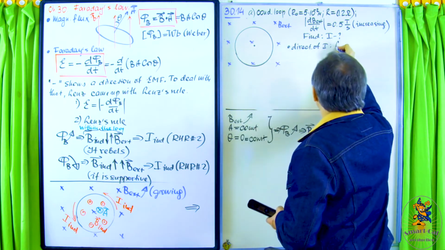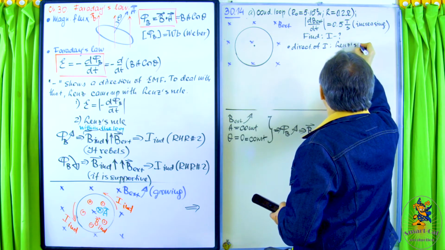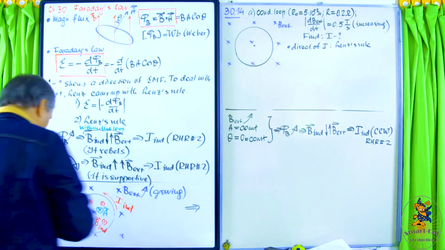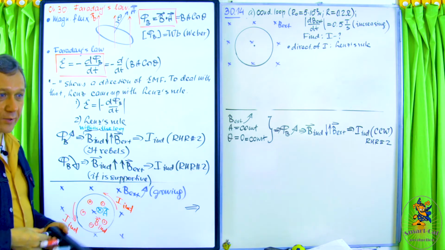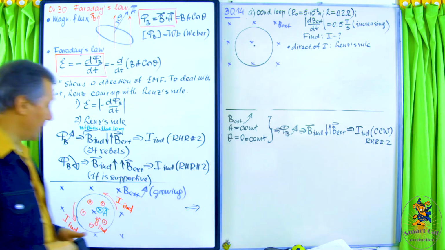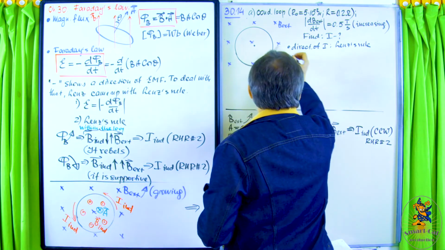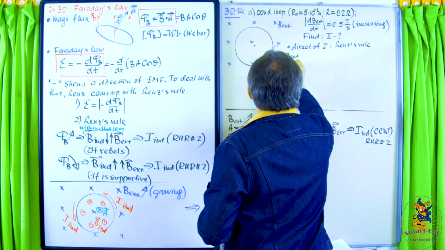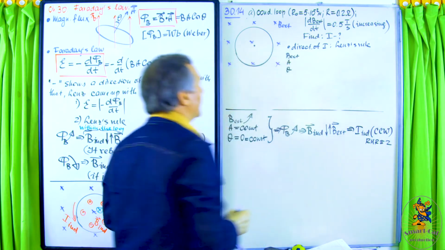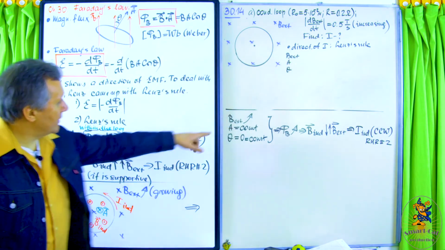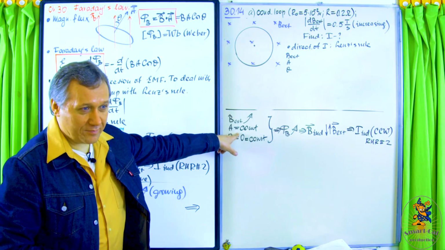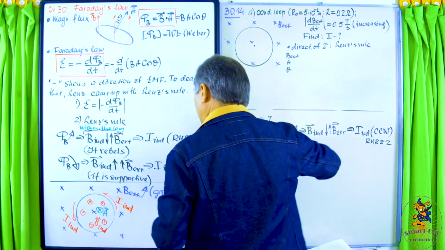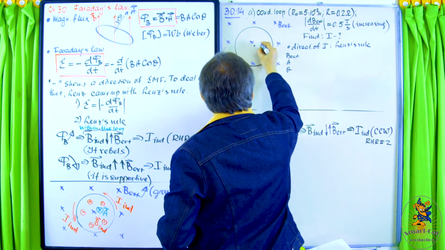So, Lenz's rule. Again, we need to see what happens with the magnetic flux produced by the external field, and then the value. So B, A, and the angle, right? Exactly the same as here. A is constant. Area, okay, let me pick the area immediately. Actually, it's almost the same situation.